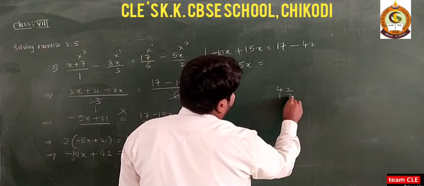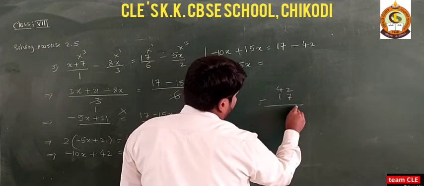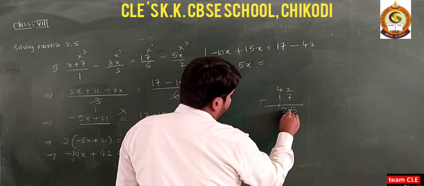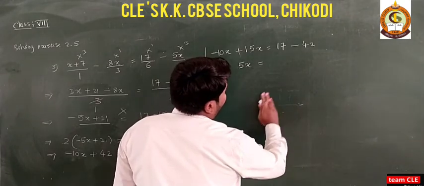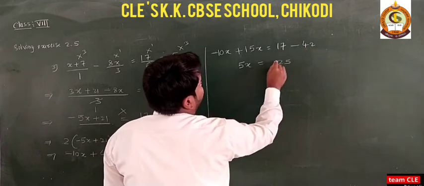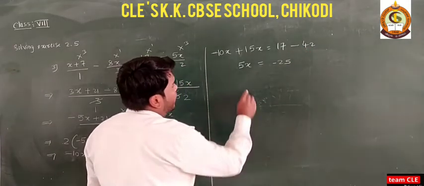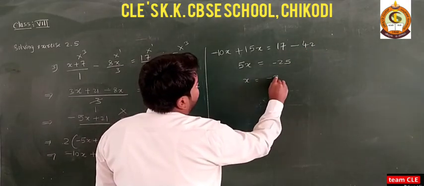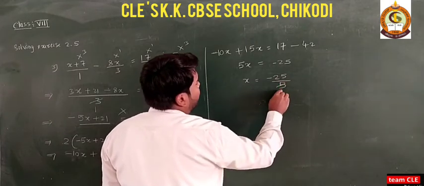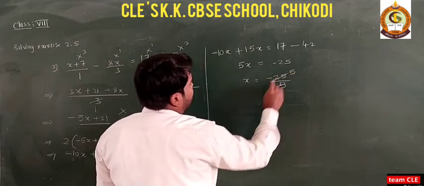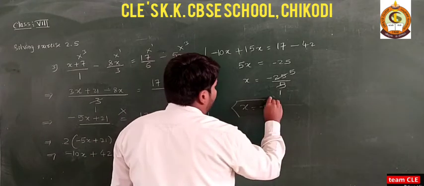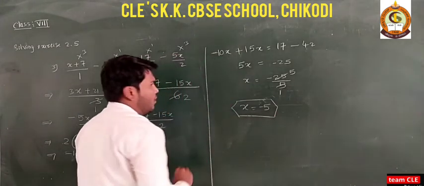Similarly, 42 minus 17: 12 minus 7 is 5, and 4 minus 2... so it is 25, meaning we get minus 25. So 42 minus 17 is 25, and by seeing the greater number's sign we keep this sign. So x is equal to minus 25 by 5. Again, 5 ones are 5, 5 fives are 25, so x is equal to minus 5.